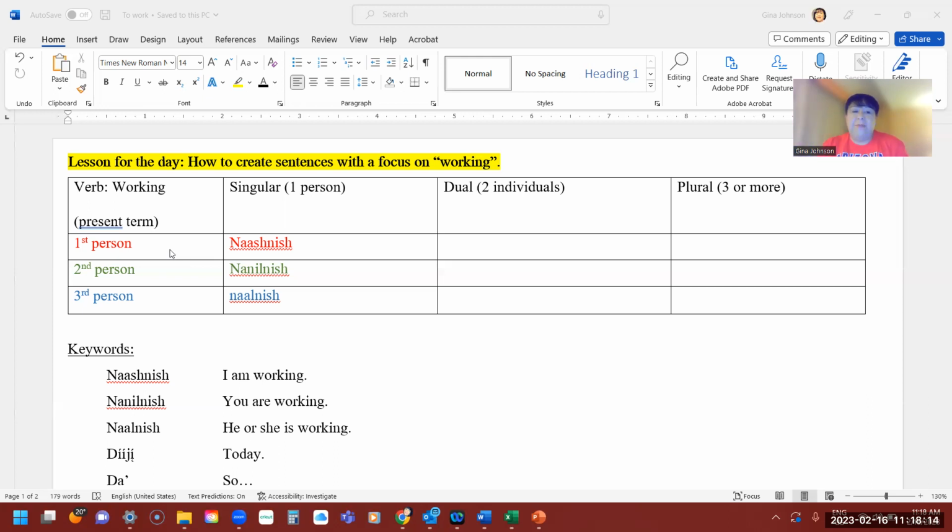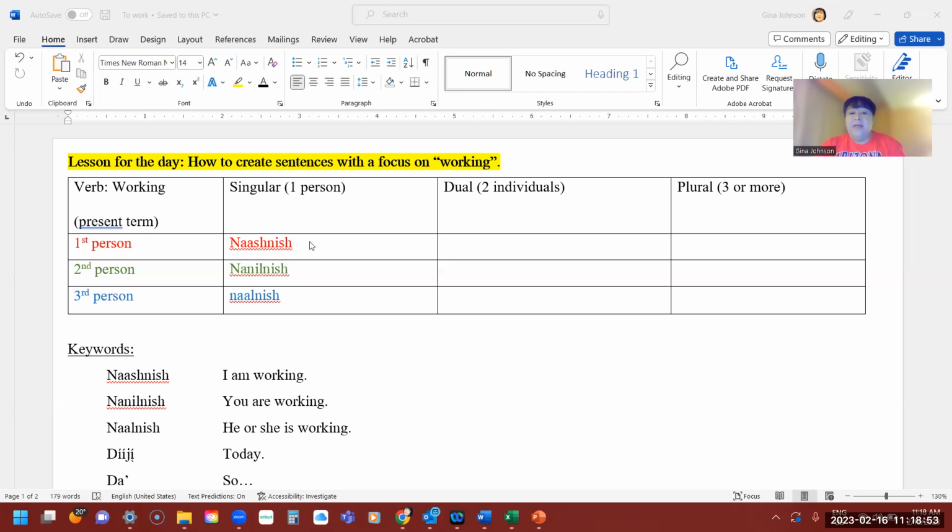In this particular example, I'm using the present term for working. I'm not saying just work in general. I'm using the verb working. So the term for the singular person is noshnish. Noshnish. Somebody were to ask you in English, where are you? What are you doing? I'm working. It's like you're actually doing the job. I'm working. You're not saying I'm at work. You're saying I'm working. So it's noshnish.